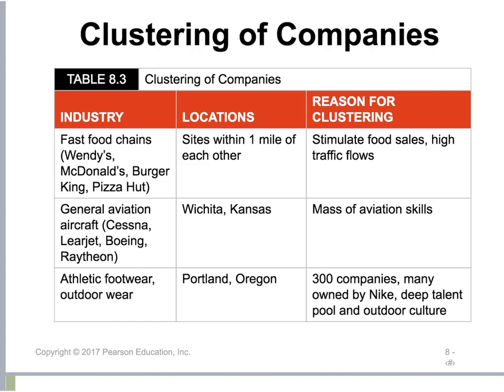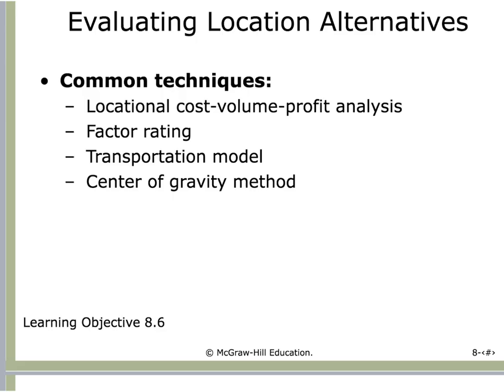Aircraft companies are all in Wichita, Kansas. I actually think a lot of them are in Seattle as well. I could be wrong, but I think so. And if you also think about San Francisco for tech companies, right? They're clustering because all the talent is there and the venture capital, the money is there. So they're going to cluster and try to stay together. And then, of course, footwear and outdoor wear is in Oregon. So Nike, Patagonia, and a couple other companies are in that area.